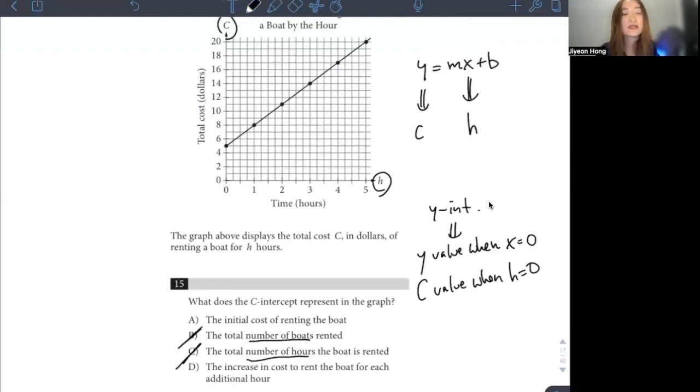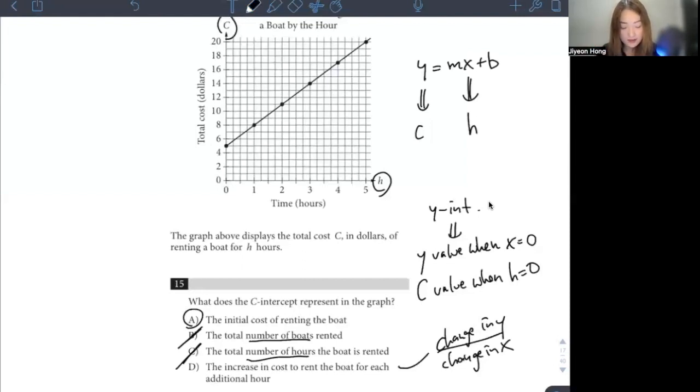Then I look at D, the increase in cost to rent the boat for each additional hour. This is actually slope. If you looked at my non-calculator version of this exam, we cover this. This is the change in Y over the change in X. In this case, it's the change in dollars over the change in hours spent on the boat, right? So this is slope, and A is going to be our C-intercept or Y-intercept, which is why it's our answer.